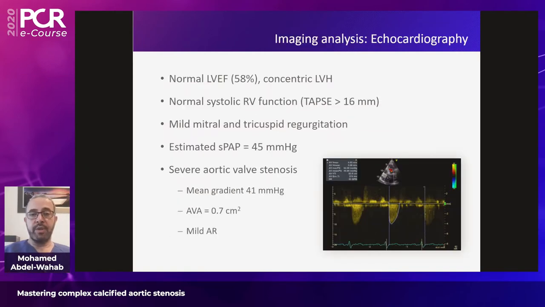The imaging analysis, you can see here, his echocardiography showed the normal left ventricular ejection fraction with some concentric left ventricular hypertrophy, normal right ventricular function, mild mitral and tricuspid regurgitation, an elevated systolic pulmonary pressure of 45 millimeters mercury, and a severe aortic valve stenosis, a clear form of severe AS with a mean gradient of 41 and valve area of 0.7, and mild aortic regurgitation.